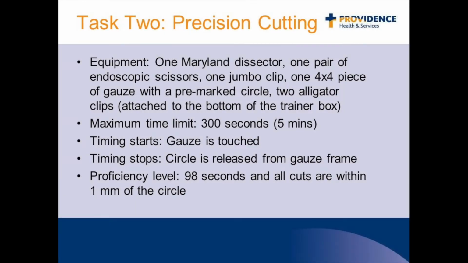Maximum time allowed is 300 seconds for task 2. Timing will start when the gauze is first touched and will stop when the circle is completely released from the gauze frame. Proficiency level is 98 seconds and all cuts are within 1 millimeter of the circle.